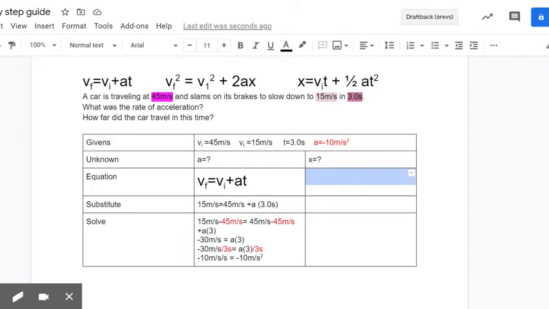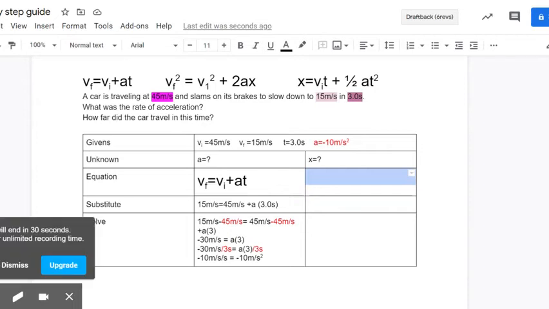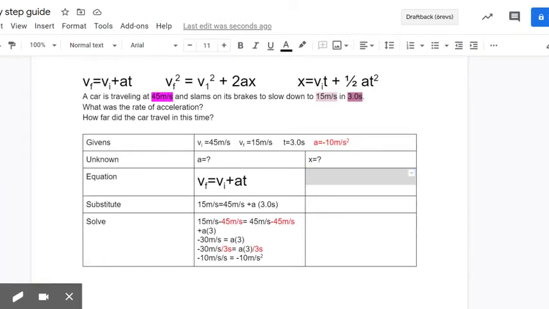I know I'm not going to use the first equation. I already used it. The second equation, I have my VF, it's 15. I have my VI, it's 45. I have my A, it's negative 10. I don't have my X. So because I do have all the information I need for this one, I can use this equation.